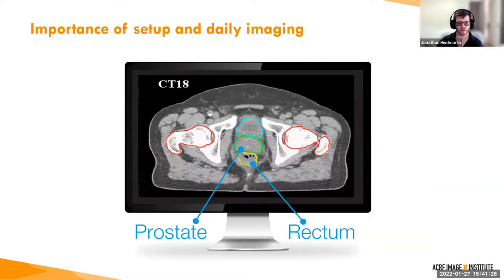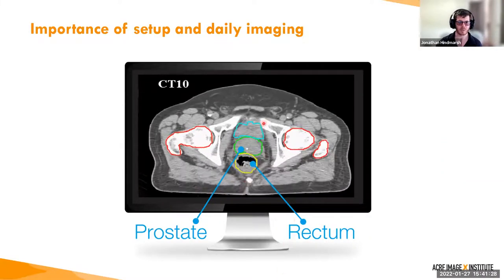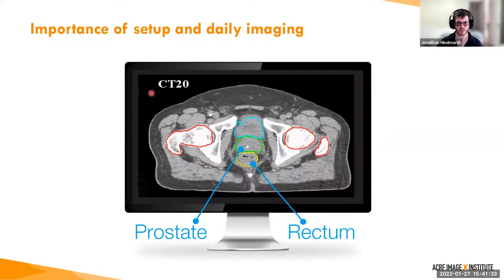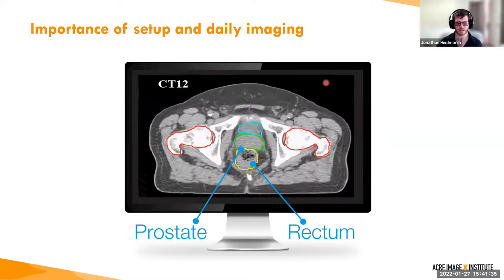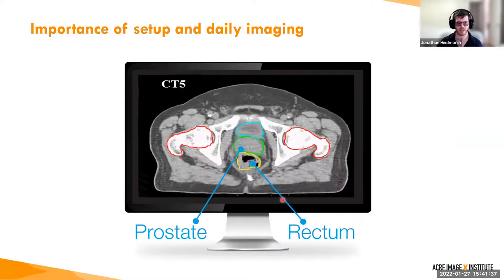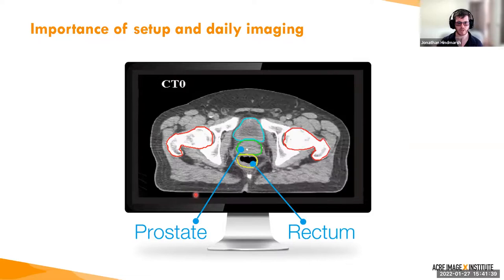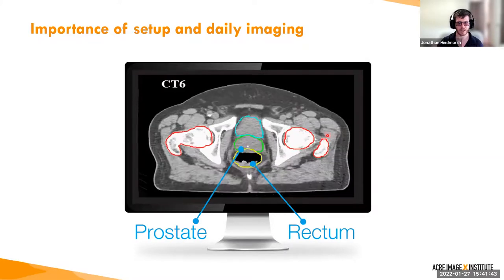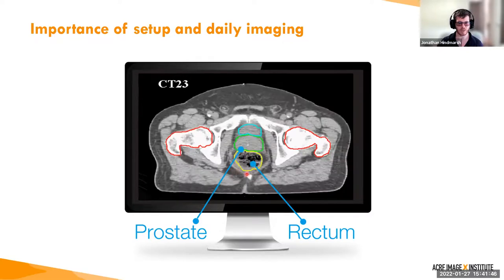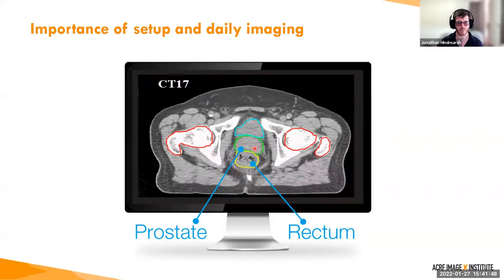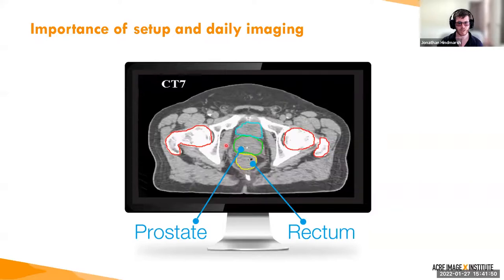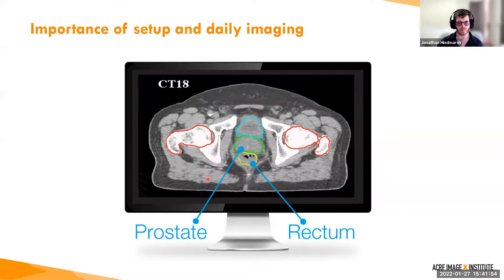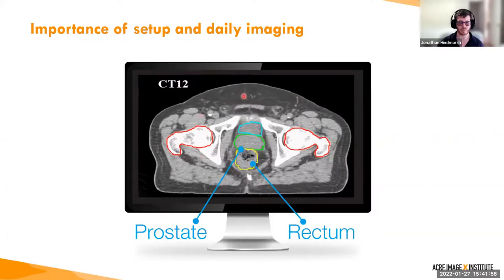And if you look at this sequence of images, it's counting down from, so this is fraction 23, and it counts down to fraction zero. And you can see the daily changes that occur throughout treatment, whether the patient is slightly left or right, the hips are in different positions, there's different rectal filling, different bladder filling, which shifts the position of the prostate. And so this is what we are correcting for on a daily basis when we do the cone beam images.